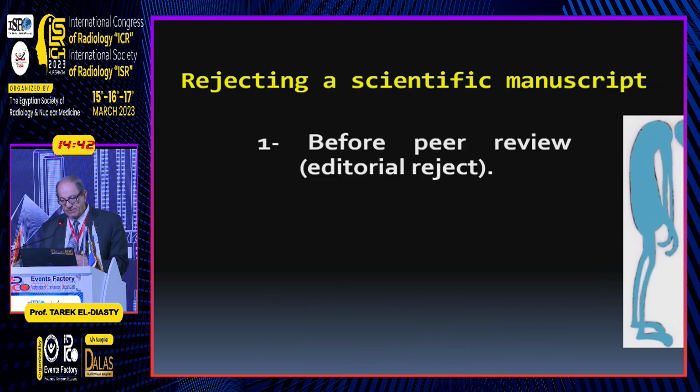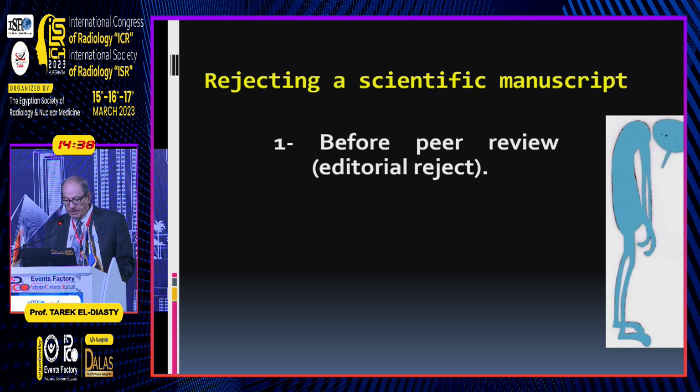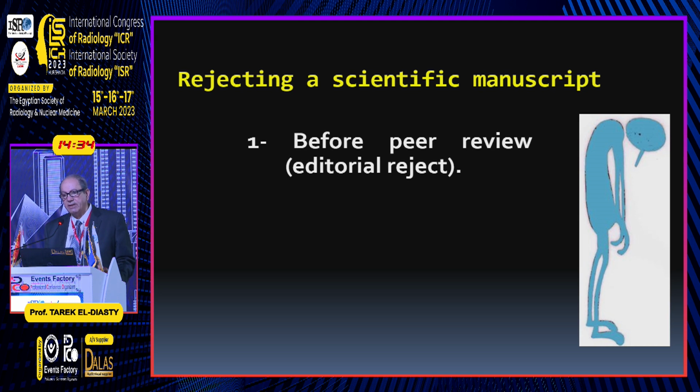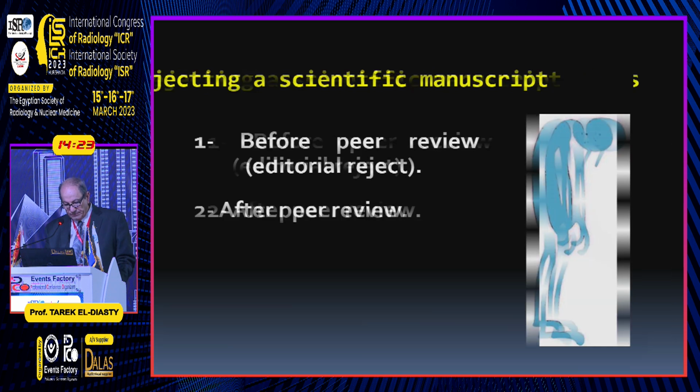There are two main types of rejection. Before peer review, what is called editorial reject. It is done by the editor-in-chief or the associate editor. And the second type is rejection after a peer review.